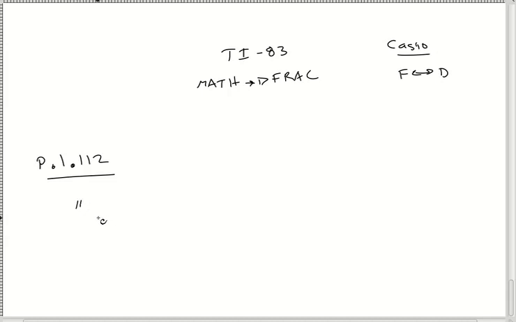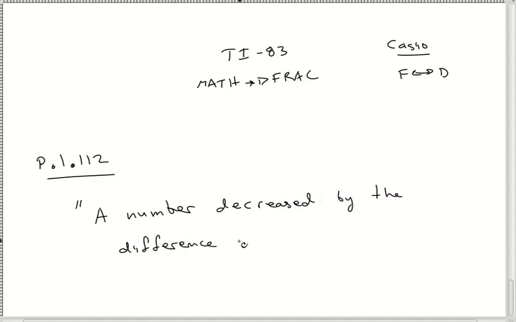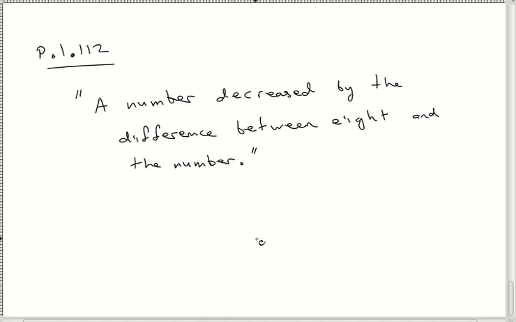It says, I'm going to use quotes here, a number decreased, I have to say it because you can't read it, by the difference between 8, of course they couldn't even write a number 8, and the number. I'm going to re-say it one more time here. A number decreased by the difference between 8 and the number. Okay. What?